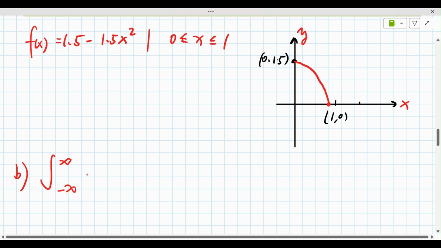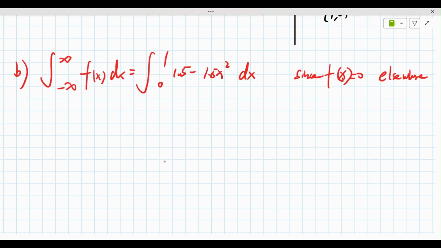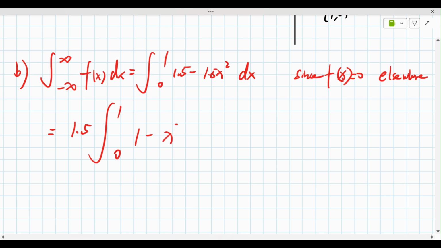Integral from negative infinity to positive infinity equals the integral from 0 to 1 of 1.5 minus 1.5x squared dx, since f(x) equals 0 elsewhere. Perfect. Now what we do is we can get rid of the 1.5 outside. So that equals 1.5 times the integral from 0 to 1 of 1 minus x squared.